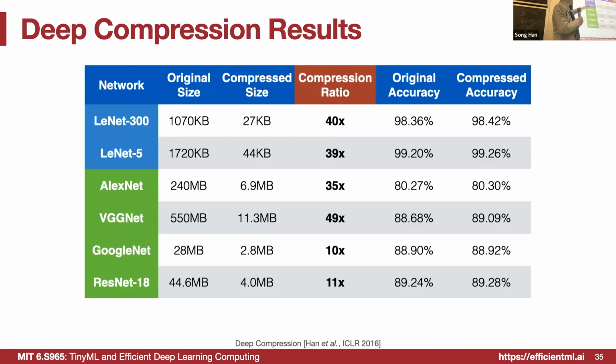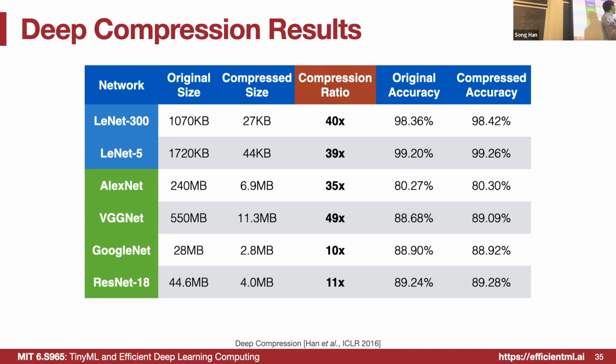So here is showing the compression results for several popular neural nets on MNIST versus on the ImageNet dataset. ImageNet is probably more interesting. So AlexNet reduced from 240 megabytes to only like 7 megabytes. And the accuracy originally is 80.27, now is 80.3. Okay. So this result is from 2016.